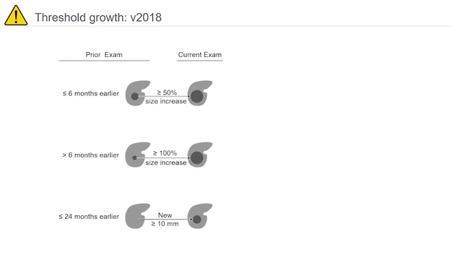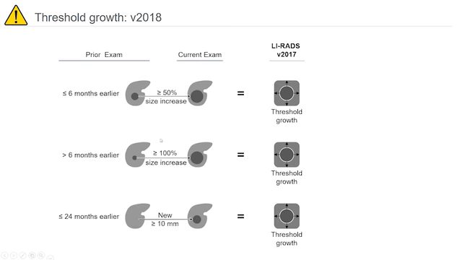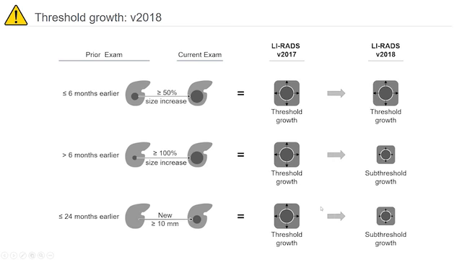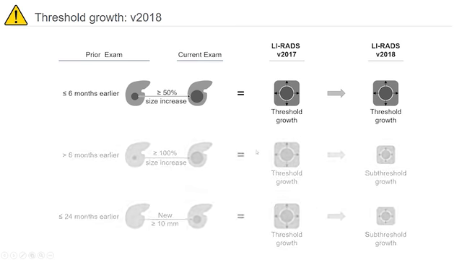Previously, there were 3 ways to get to threshold growth: either 50% or greater size increase within 6 months, or greater than 100% size increase in greater than 6 months, or if there was a new lesion more than 10 millimeters in diameter within 24 months. So all these 3 situations would allow us to give threshold growth to the observation. But remember, in LIRADS 2018, only the top one, only 50% or greater size increase within 6 months, is considered threshold growth. Any other change in size is considered subthreshold growth, which is an ancillary feature of malignancy.